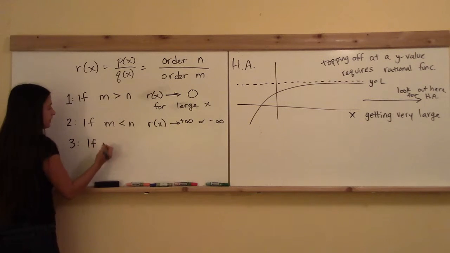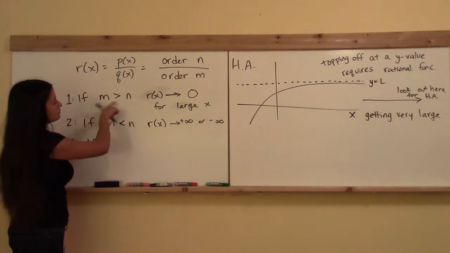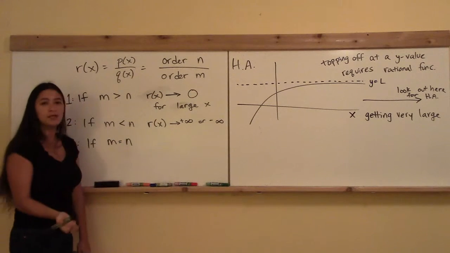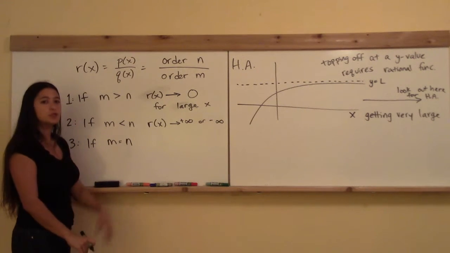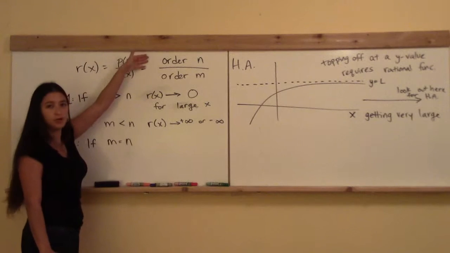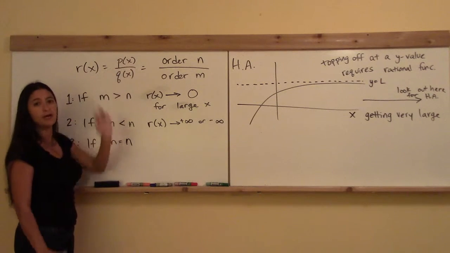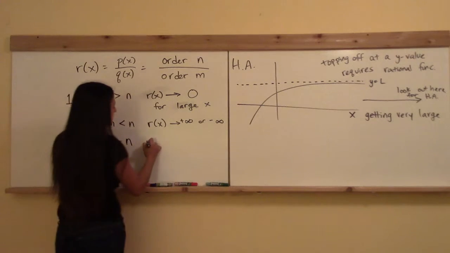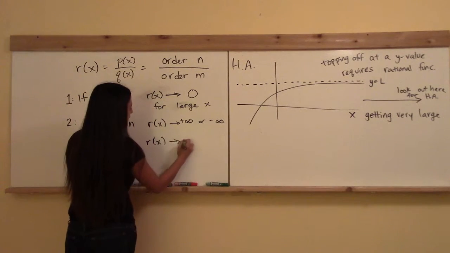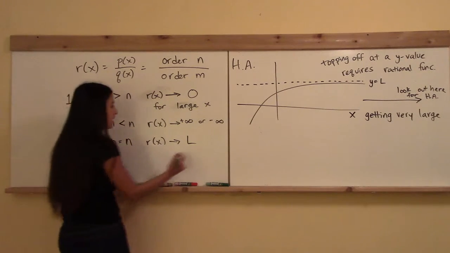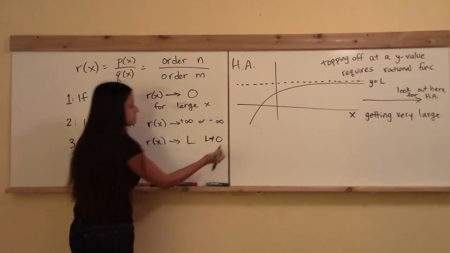Okay, your third and final case, well, either m is greater than n, or m is less than n. Last case, m is going to be equal to n. This would be the case where you have the same order polynomial on top and bottom. Like you have a quadratic divided by another quadratic. Okay, this is the case of a non-zero horizontal asymptote, where your r of x is going to go towards some limit L, but the L is not going to be 0.